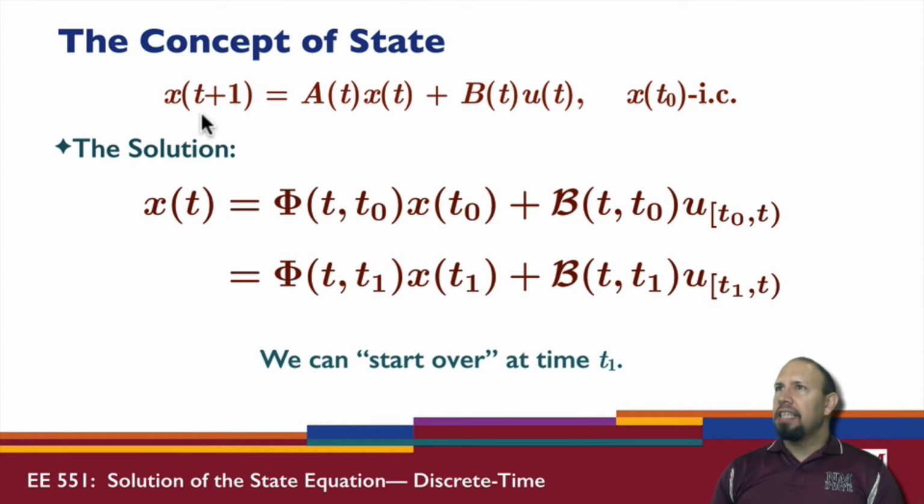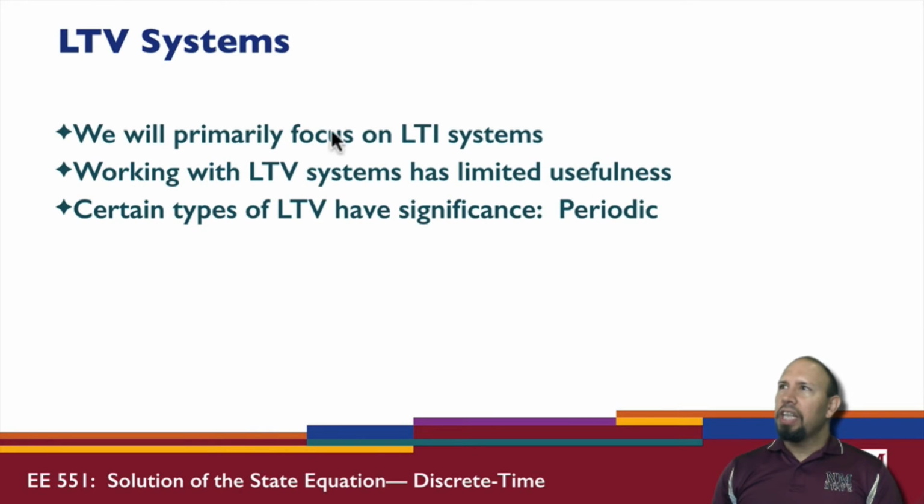And so with the concept of state, if we start at time t naught and go to time t, here's the solution. If instead we start at time t1 and go to time t, this then is the solution. That is, we start over with this initial condition, and that initial condition is enough to keep track of everything that's gone on from time t naught to t1. So we don't actually need to know the input sequence that brought us to this point. X of t1 has the information that's needed embedded within it, and so we can look at the state from t1 to t, not from t naught to t. In general, we're going to be looking primarily at linear time invariant systems because working with linear time varying systems has limited usefulness. The only exception is the case when we have periodic linear time varying systems.